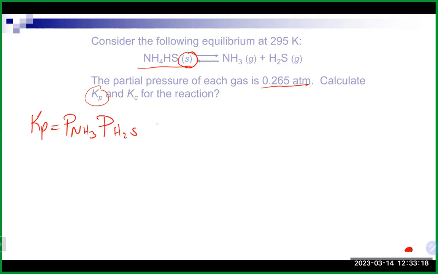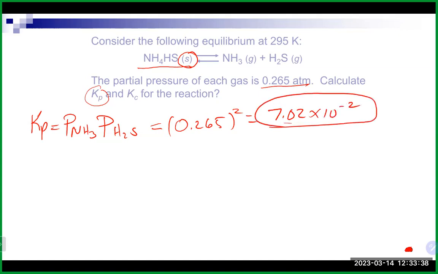So that really is our expression. In this case, both of them are 0.265, so basically we're squaring it there. And that would get us 0.265 squared, and that would give us a 7.02 times 10 to the minus 2 Kp value in this case. Any questions on that? Yeah. No, in this case, all we need to calculate the Kp is just the partial pressures of everybody.